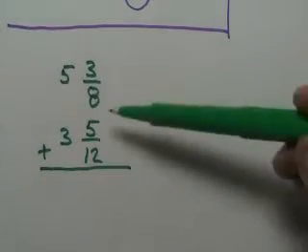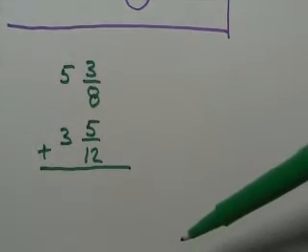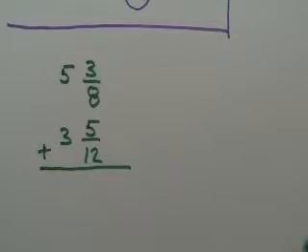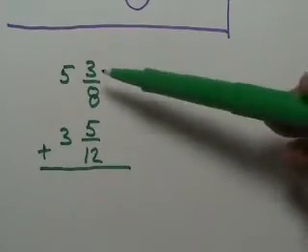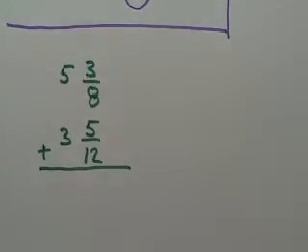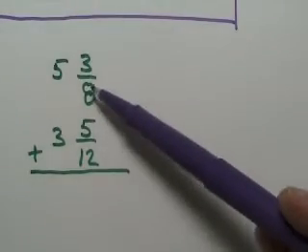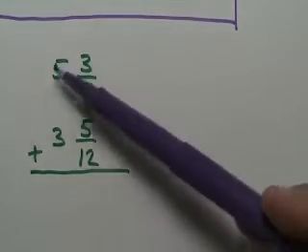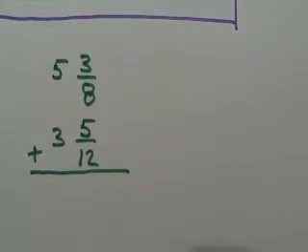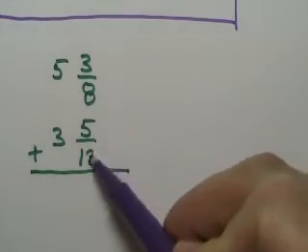Okay, we'll do 4 examples. Here's our first one, and I already stacked them. They might be written sideways, but what you need to do is stack them. So we have a 3/8 and a 5/12, 5 and a 3. Well, the first step I have to do is find a common denominator.